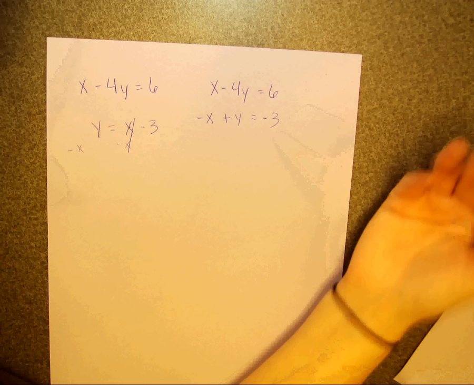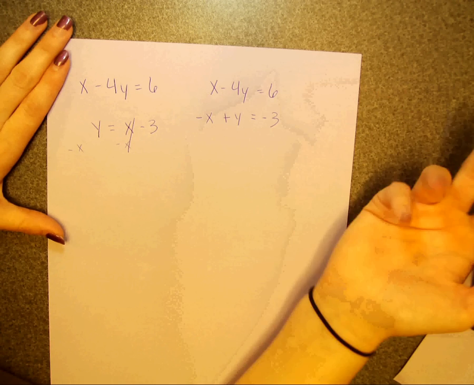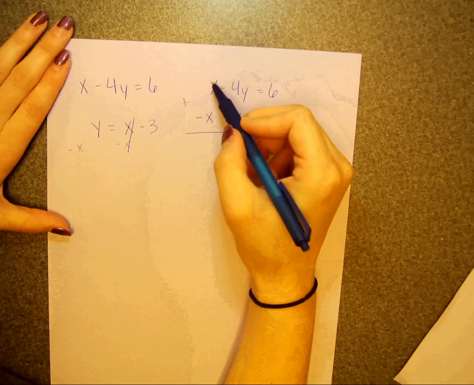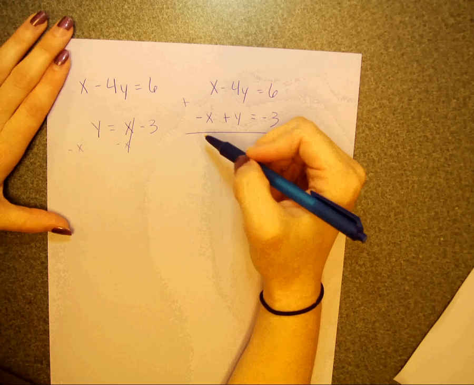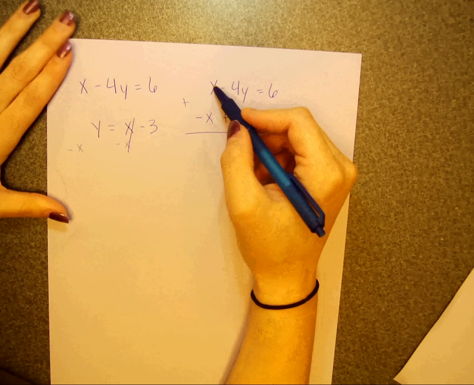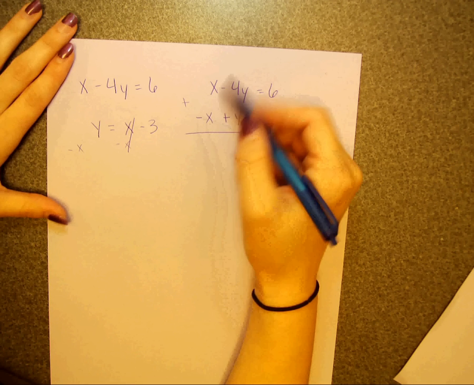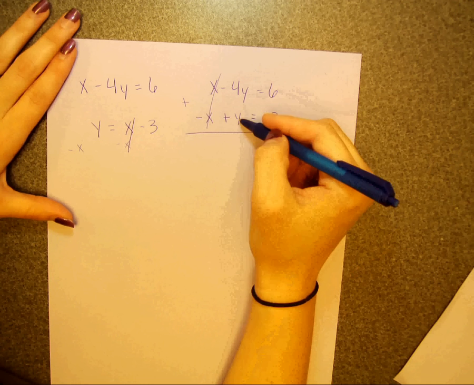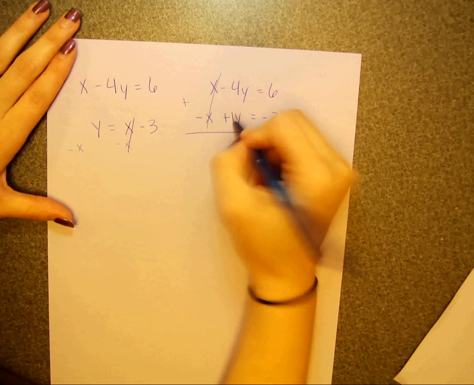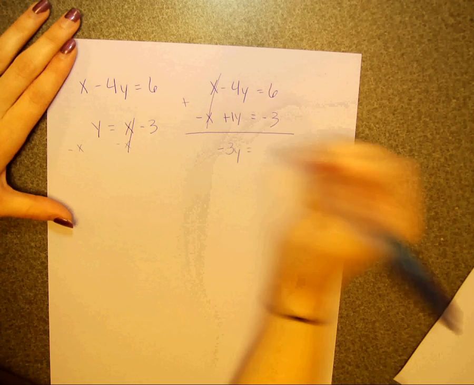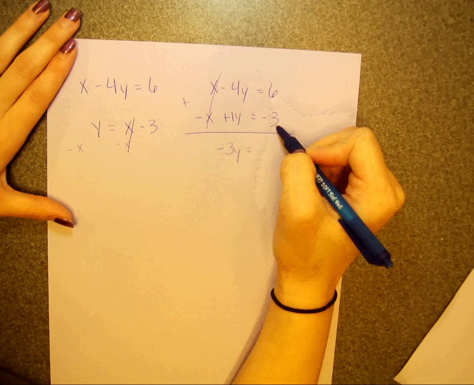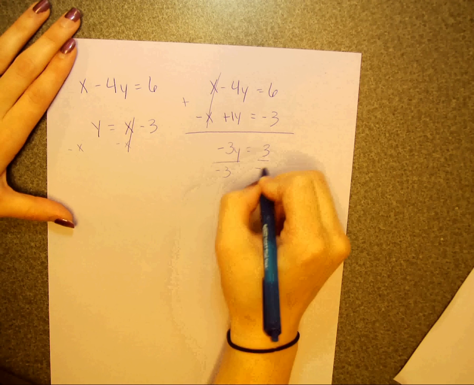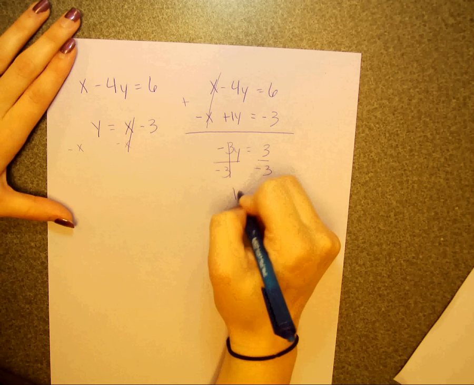This one ended up already being set up to solve, so I'm just going to go ahead and add these together. Right, I have positive 1 and I have negative 1 in front of my x's, so I can combine them. X minus x, or x plus negative x, however you want to look at it, is 0, so that cancels out. Negative 4y plus 1y, right, that's an understood 1, is negative 3y. And 6 plus negative 3, or 6 minus 3, is positive 3. So I'll divide both sides by negative 3, and I get y equals negative 1.